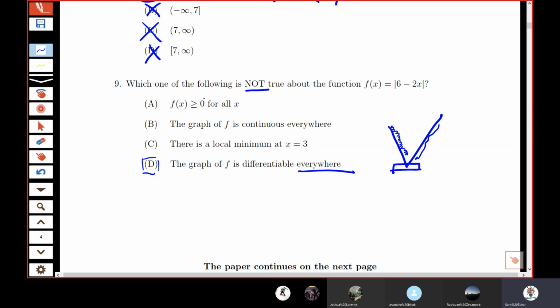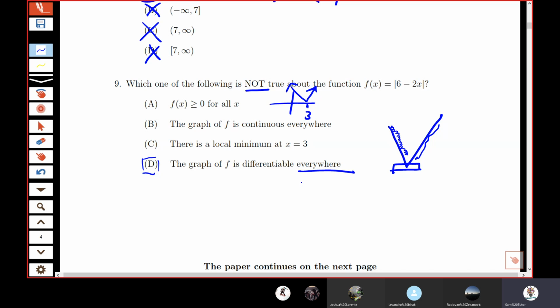Is the graph greater than 0? Is the y value bigger than 0? Of course it is. It looks like this. Is the graph continuous everywhere? Yes, there's no breakages. And is there a local minimum at x is 3? Yep, the minimum absolutely is at 3. But yeah, the graph isn't differentiable everywhere. Good work.